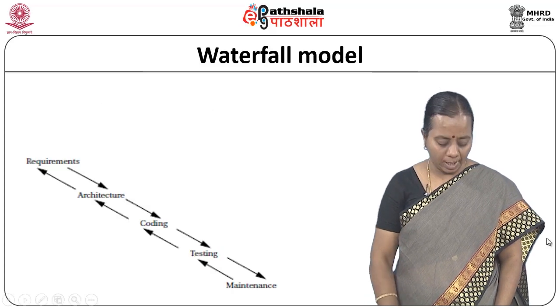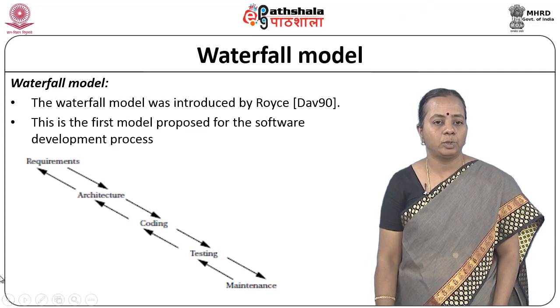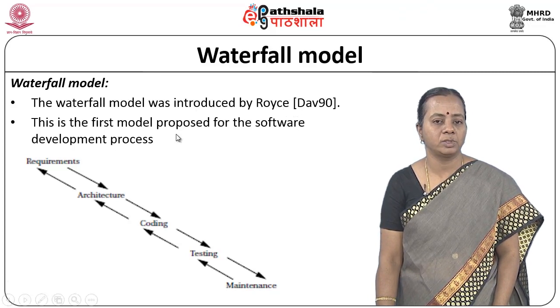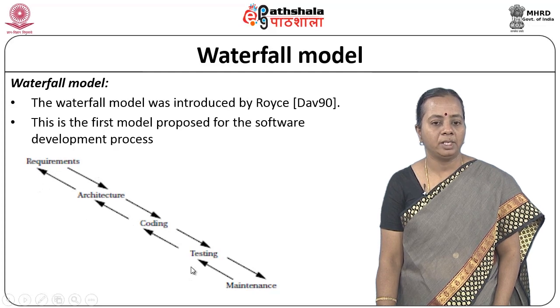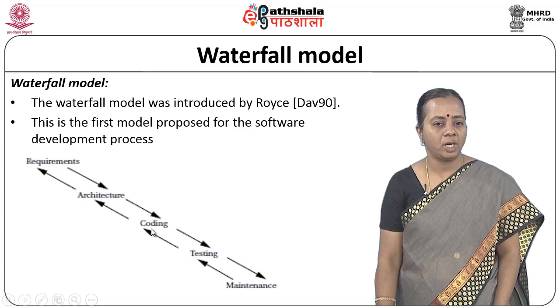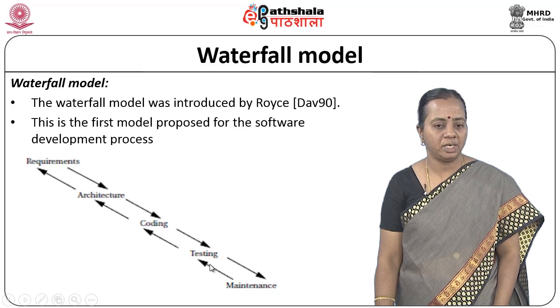So, this is the flow diagram of the waterfall model, which was introduced by Royce. This is the first model proposed for the software development process. Here you see the same way requirement, architecture, coding, testing and maintenance are done, so that the entire product is maintained. The consumer requirement is there, based on that the architecture diagram is made, and the coding is done to implement the architecture, and the coding is tested under different conditions, so that it debugs all the problems.